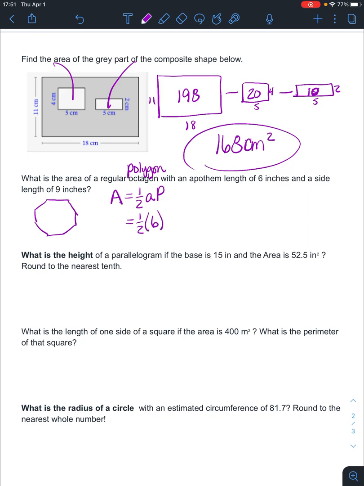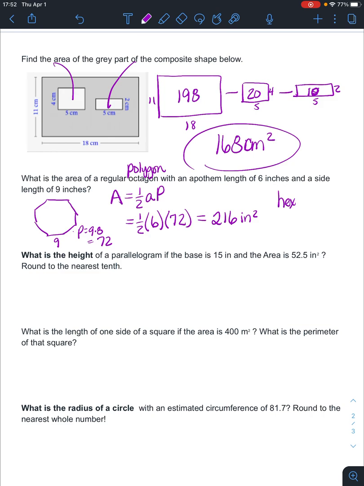So for the area, it's half of the apothem, which was 6. The perimeter, well, the side length is 9, and there are 8 sides, so the perimeter would be 9 times 8, so the perimeter is 72. You can also do it all in one step. So you do 6 times 72 divided by 2, and you get that the area of that octagon is 216 inches squared.